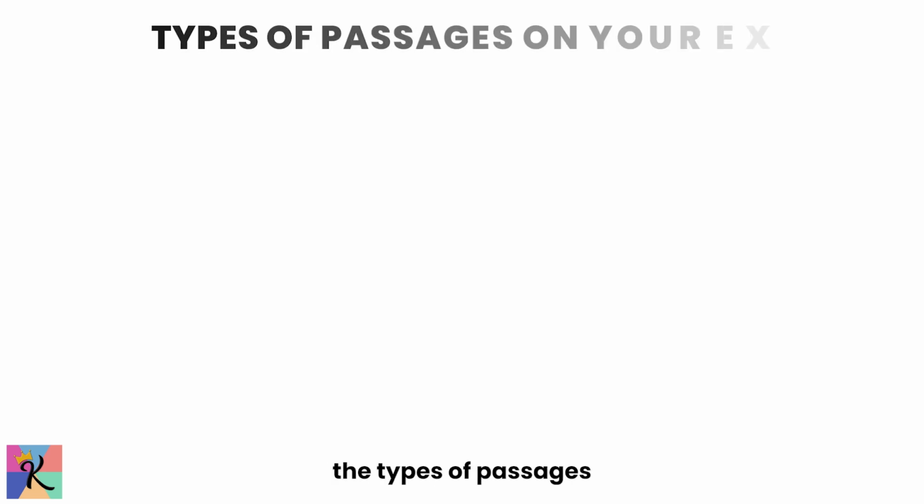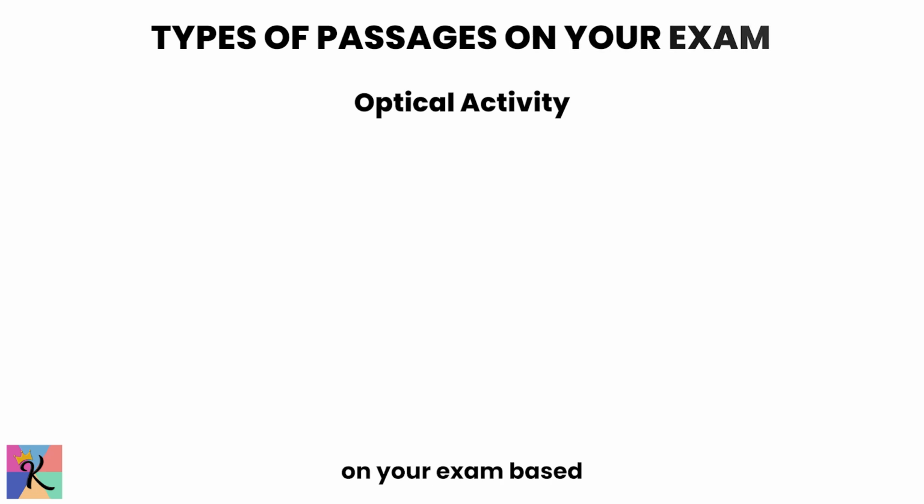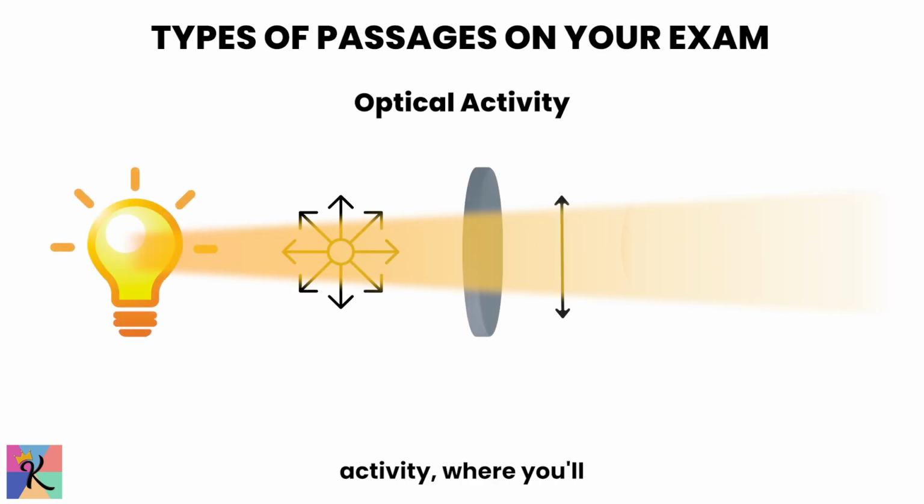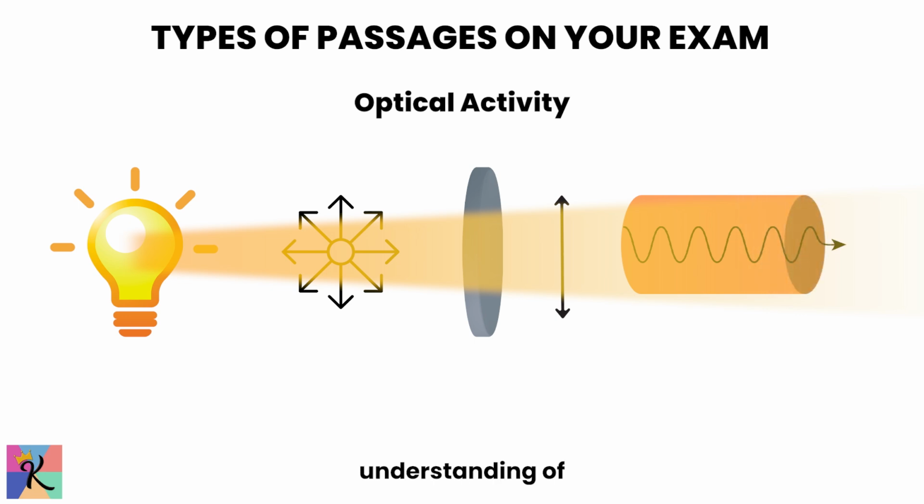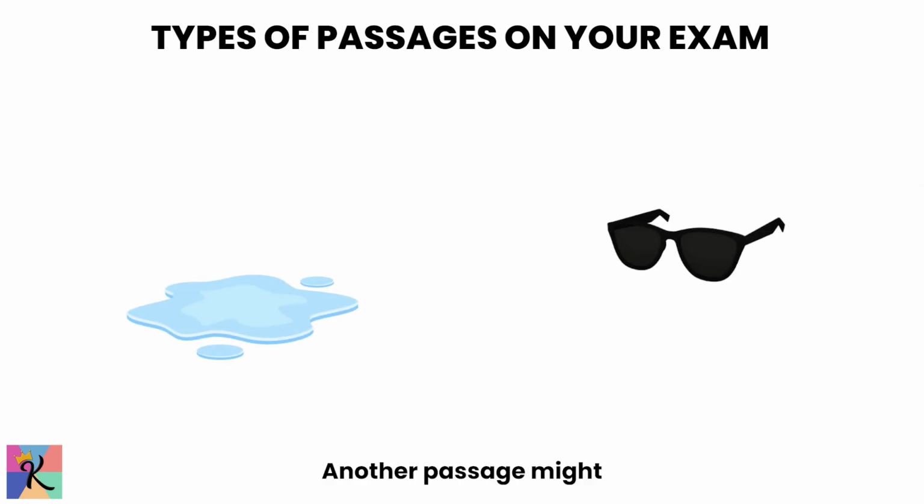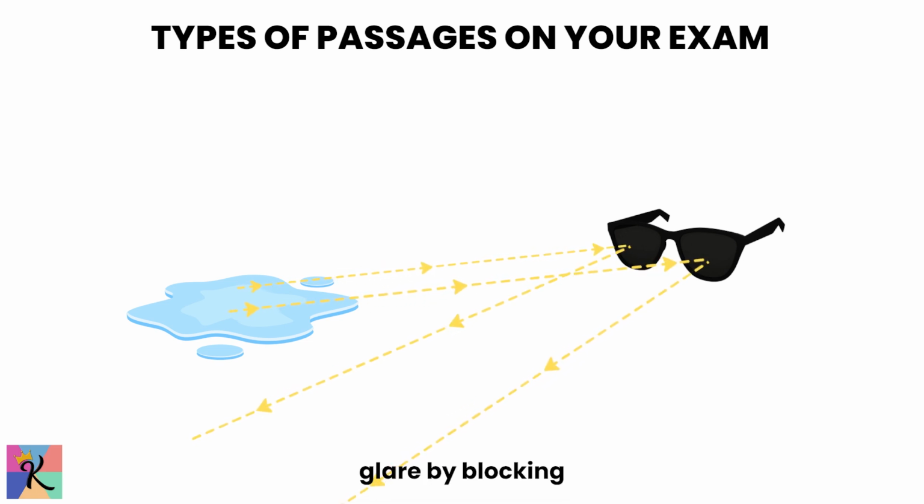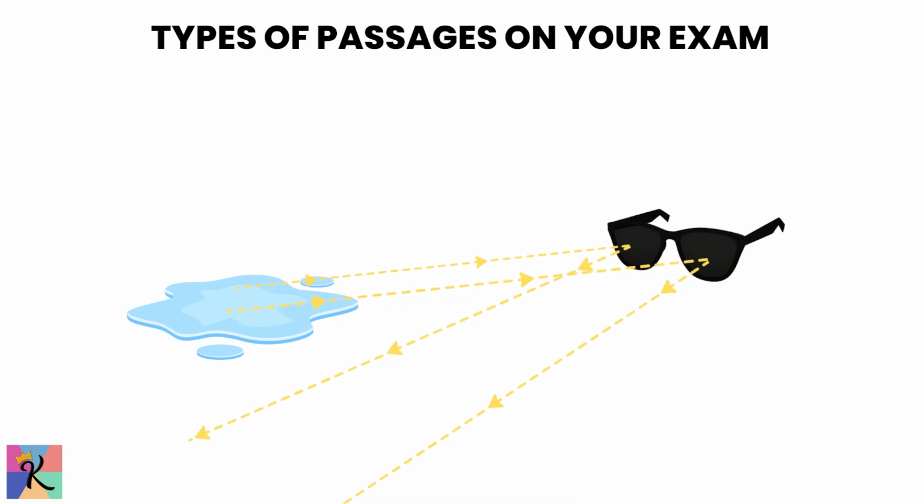Now, let's consider the types of passages you might encounter on your exam based on these topics. You could see a passage discussing optical activity where you'll need to apply your understanding of how polarized light interacts with chiral molecules to determine the concentration of a solution. Another passage might describe a scenario involving Brewster's angle, requiring you to explain how polarized sunglasses reduce glare by blocking light reflected at this angle.